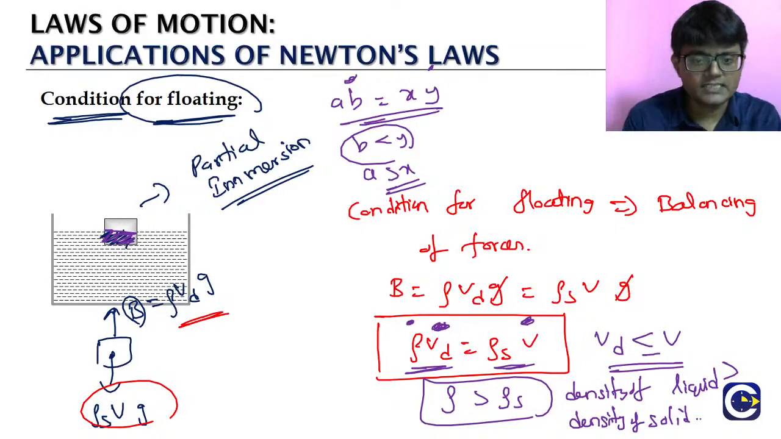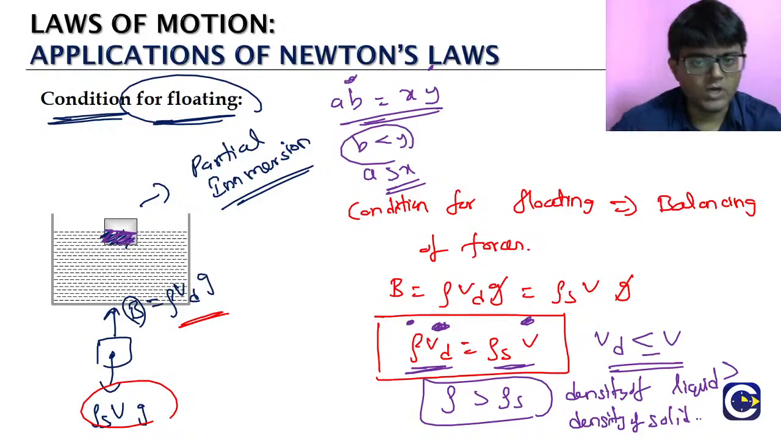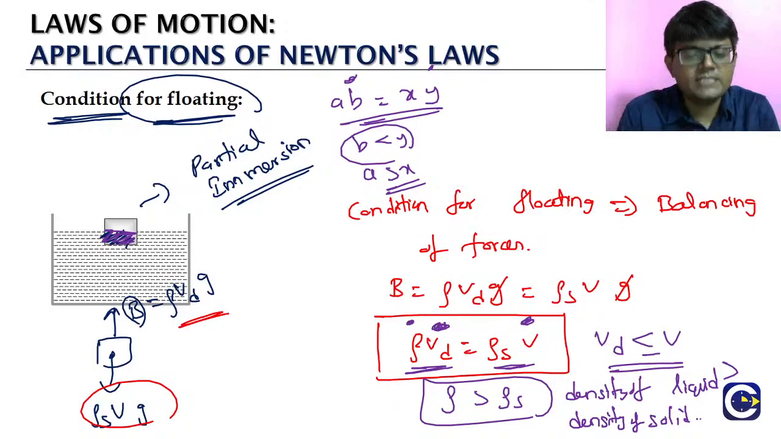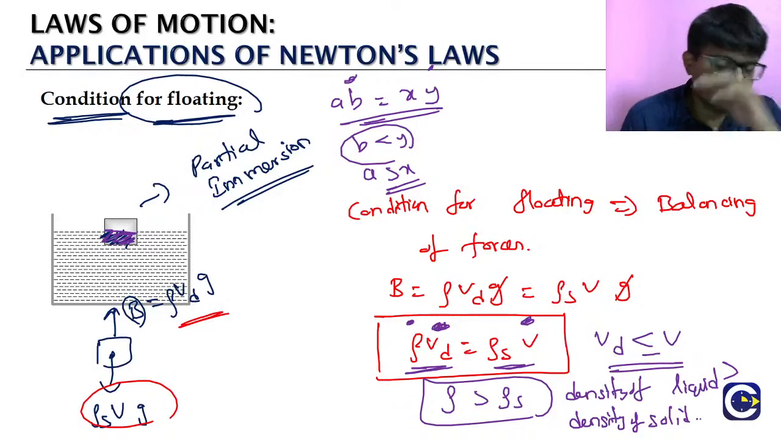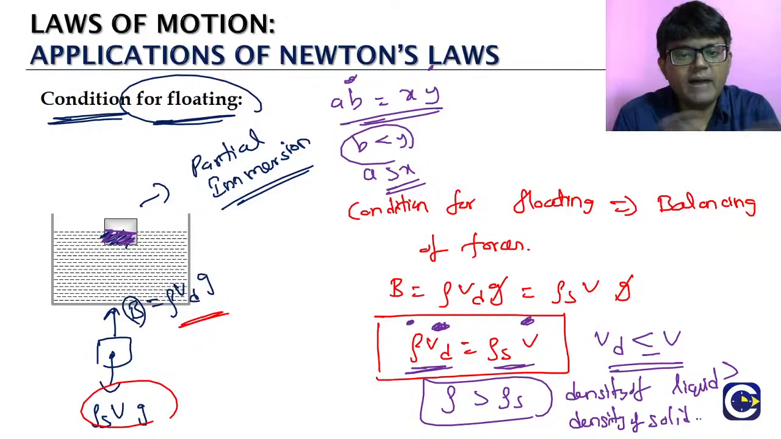So guys, what is the condition for floating? The density of the liquid should be more than the density of the solid. Now you know why ice will float on water. Probably in chemistry, if you have studied hydrogen bonding, you will learn that ice has lesser density than water. That is the reason why ice is able to float on the surface of the water. Remember this condition, because we are again going to talk about it when we go to the properties of fluids chapter. So we have begun with the condition of the balancing of forces.